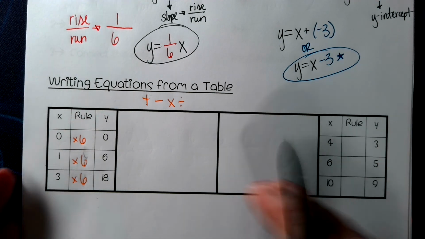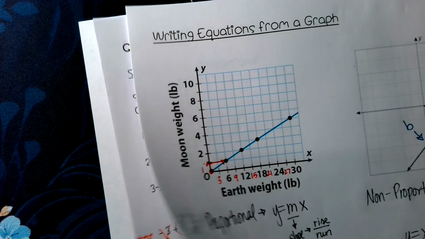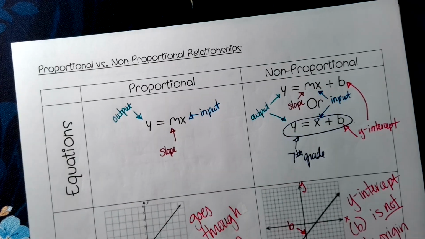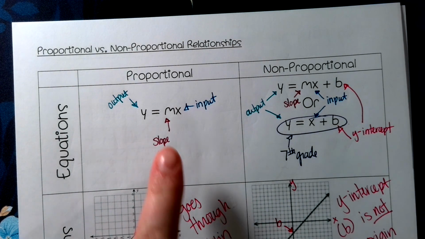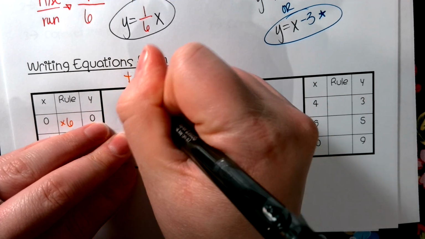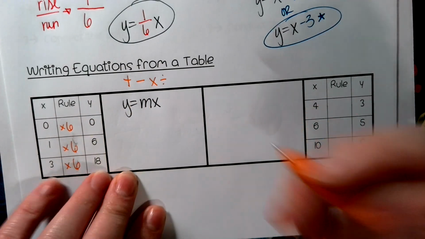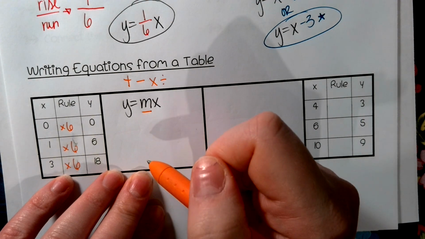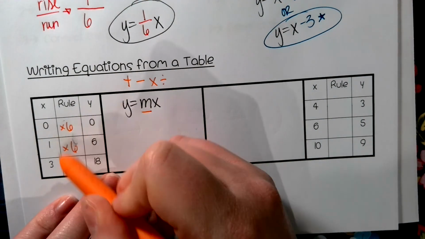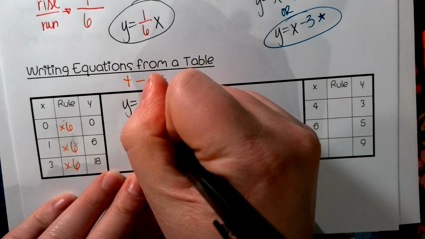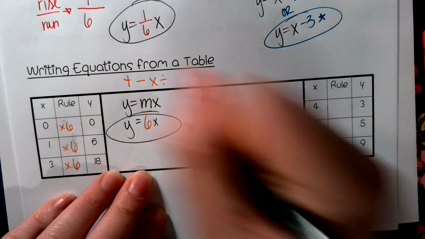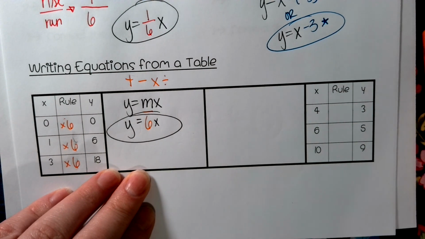If I'm multiplying the same number over and over and over again, is that proportional or non-proportional? That's proportional. So my equation is going to be in the form y equals mx. Remember that m, that's your slope. That's how much it's changing every time. So in this situation, that would be times 6. So I'd have 6 times x to get my y. And that's my equation. Y equals 6 times x.